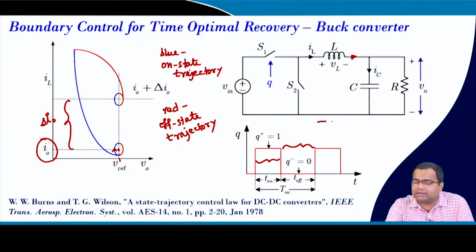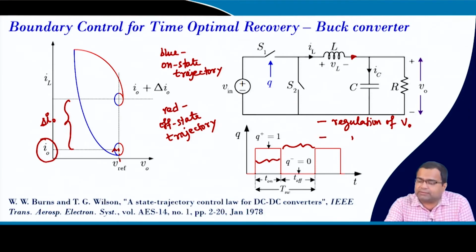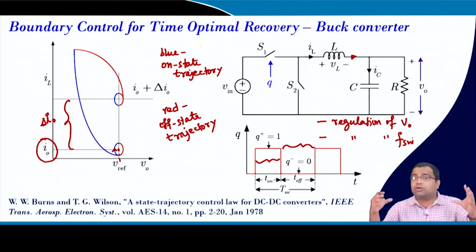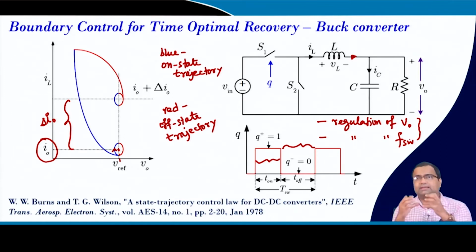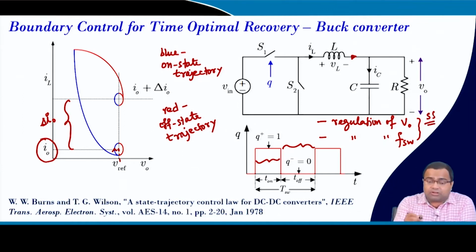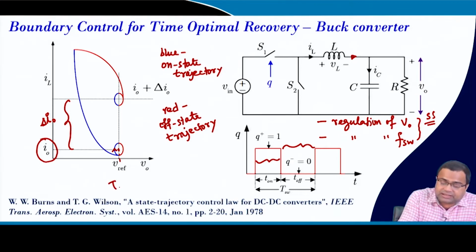That means one requirement is regulation of output voltage. The second one is regulation of switching frequency, whether it is possible to always regulate or not, that we are going to see. But these two are steady state requirements, that means if you make it, it will ensure steady state. But apart from that, we also have certain objectives in the transient requirement.